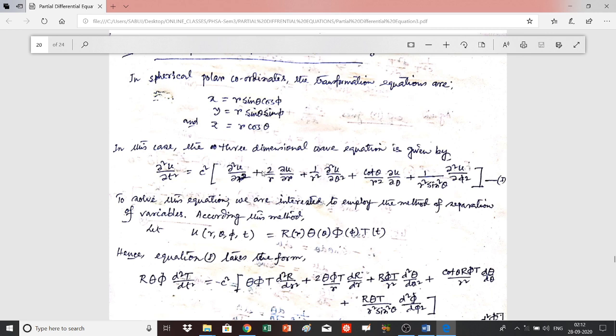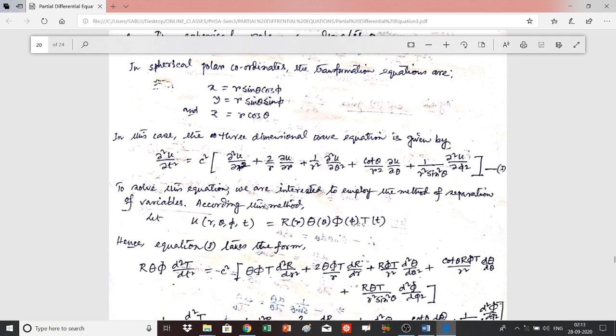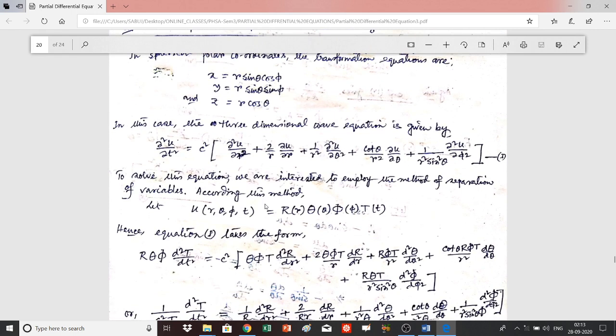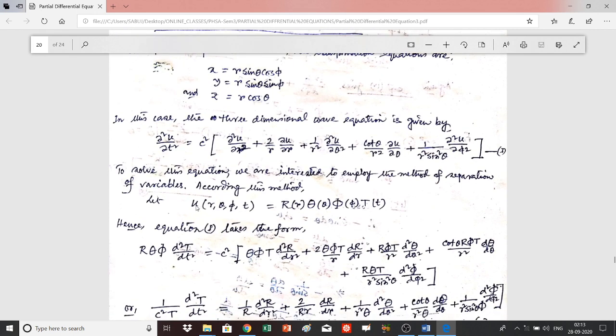times del 2 u by del r square plus 2 by r del u by del r plus 1 by r square del 2 u by del theta square plus cot theta by r square del u by del theta plus 1 by r square sin square theta del 2 u by del phi square. This is equation number 1, and we will use the separation of variables method to solve it. And so then you can write u(r, theta, phi, t) as this.